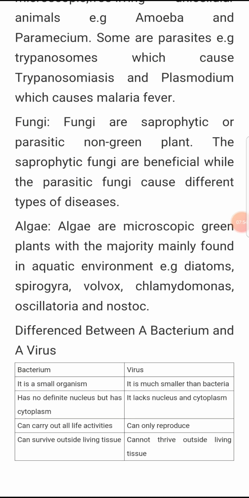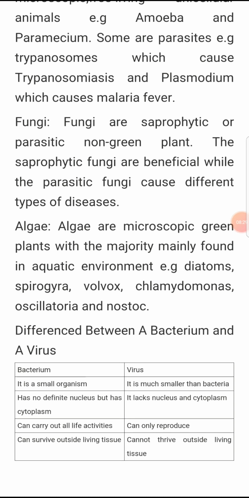Those are the 5 groups of microorganisms. Differences between a bacterium and a virus. A bacterium is a small organism. Viruses are smaller than bacteria. A bacterium has no definite nucleus but has cytoplasm. A virus has nucleus and cytoplasm. A bacterium carries out all life activities.